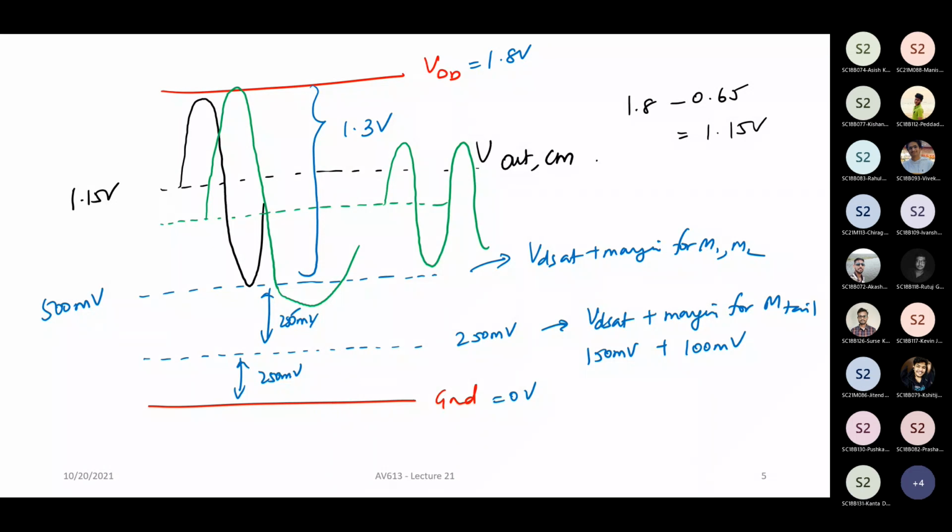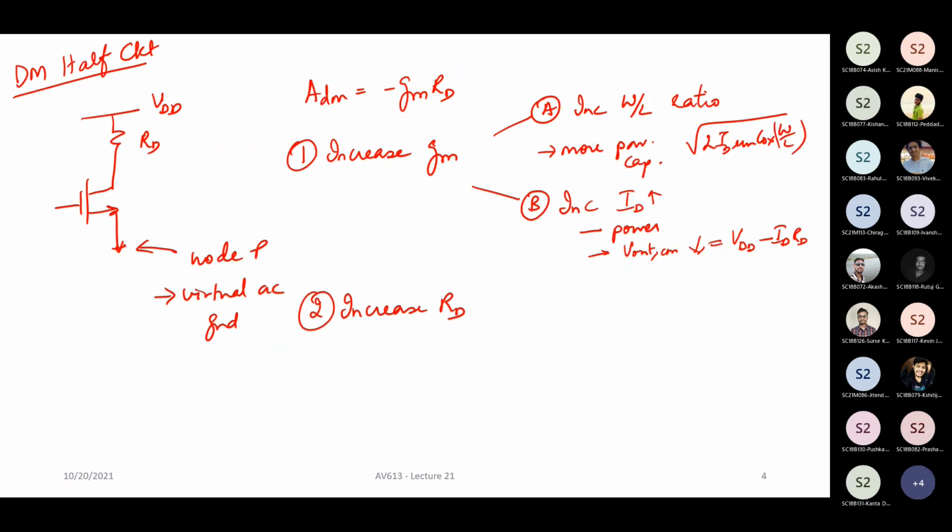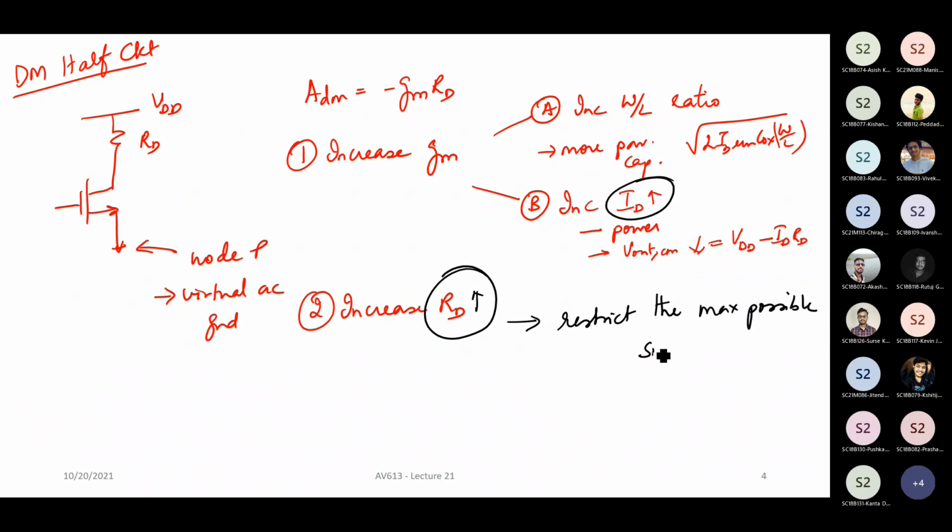All right. So what we are seeing here is that as you either increase ID or you increase RD, it's going to restrict the max possible signal swing. In other words, it's going to have an early onset of non-linearity.